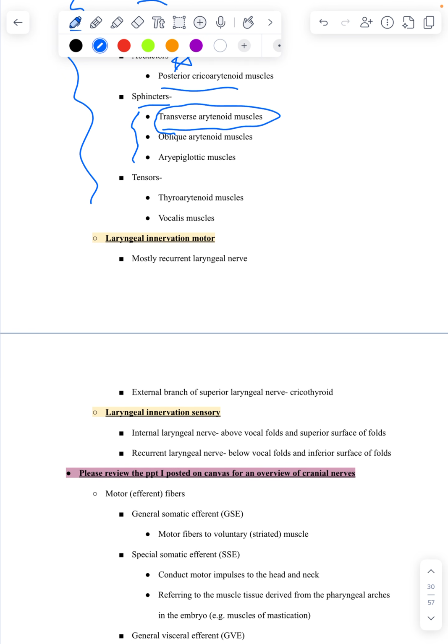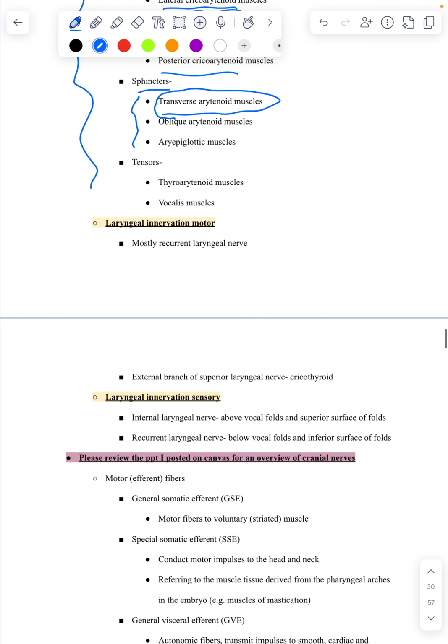Now, laryngeal innervation. It's mostly recurrent laryngeal. Obviously, we said we have the exception, which is the cricothyroid, which is the external branch of the superior laryngeal. So this is the motor stuff here. For sensory, we have internal laryngeal and recurrent laryngeal. Above the vocal folds, the superior surface, is going to be internal laryngeal. Below, or the inferior surface, is going to be recurrent. So this is how we're going to remember this.